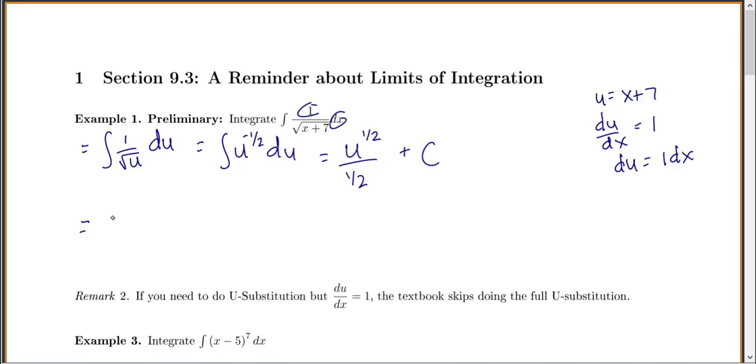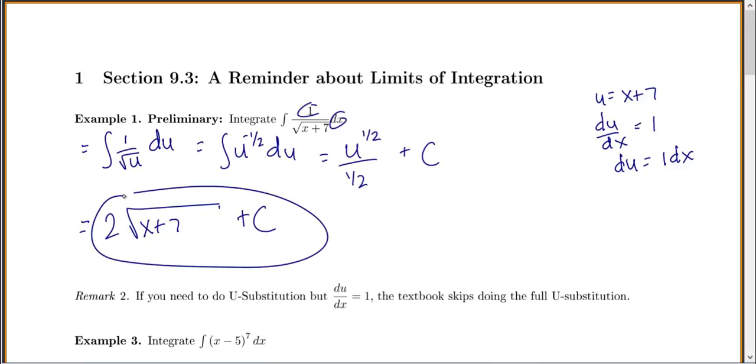So instead of dividing by 1/2, this is times by 2. U to the 1/2, that would be the square root, and we put in our x's again, plus c. So we get 2 times the square root of x plus 7 plus c. Now note, we did this whole u substitution, which took a bunch of extra work, but the derivative of u was just 1. And if the derivative of u is just 1, that's really not very exciting.